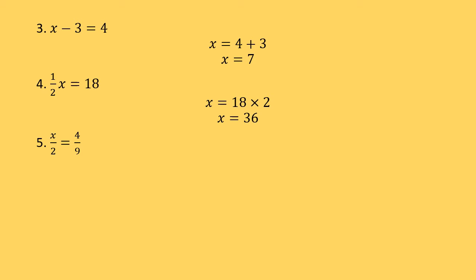Next example, x divided by 2 equals 4 divided by 9. Cross multiplying is a handy technique when two fractions are equal to each other. The top of one fraction gets multiplied by the bottom of the other one, and vice versa. 9 times x equals 4 times 2. 9x equals 8, and you will get the answer x equals 8 divided by 9, or 8 over 9.